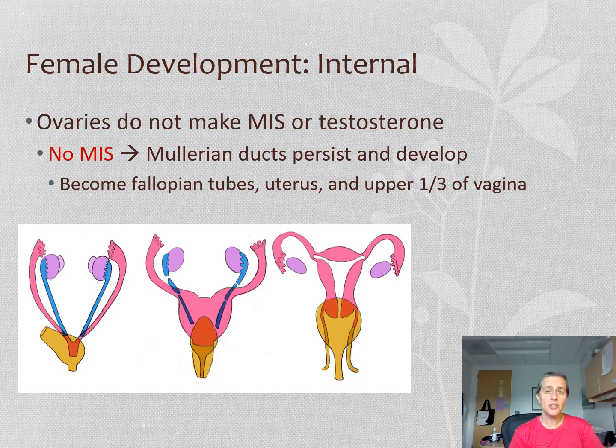So internally, since the ovaries aren't making MIS, right? Normally the Sertoli cells in the testes make MIS, not any of the cells in the ovaries. So in the absence of MIS, those Mullerian ducts, those pink tubes, are going to fuse together at the bottom and form the upper part of the vagina, the uterus, and the fallopian tubes out to the sides. Right? So that's pretty cool. The upper part of the vagina, the uterus, and the fallopian tubes are going to get formed out of those Mullerian ducts.